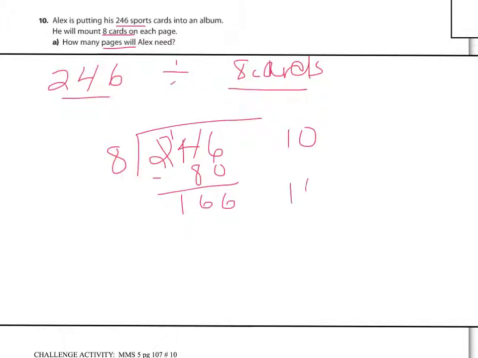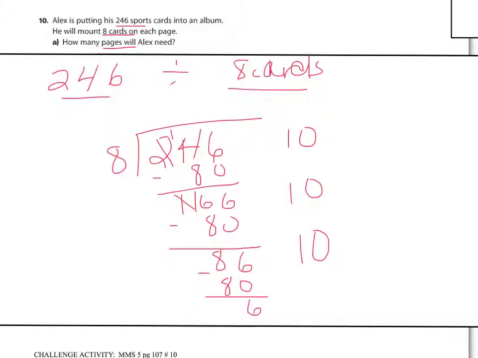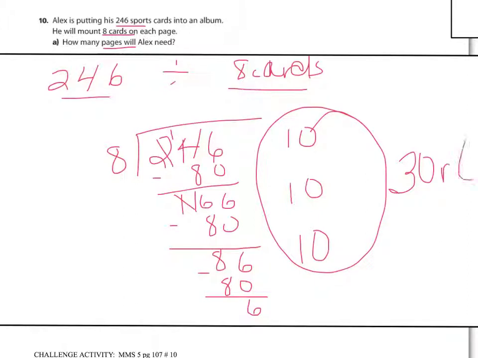Well, I'm going to try another group of 10. 8 times 10 is 80, so I'm going to subtract 80 again. 6 take away 0 is still 6. 6 take away 8, still can't do that. So I'm going to have to borrow, take that 1 away, and make it 10. 16 take away 8 is 8. Oh, I'm getting close now. Another 10. 8 times 10 again is 80. So I'm going to subtract again. 6 minus 0 is 6. 8 take away nothing is nothing. So 8 times what is close to 6? Well, I can't get any closer, that's as close as I can get. So that means I have 10 plus 10 plus 10, which is 30, with a remainder of 6. So I could make 30 pages, but I would have 6 cards left over.